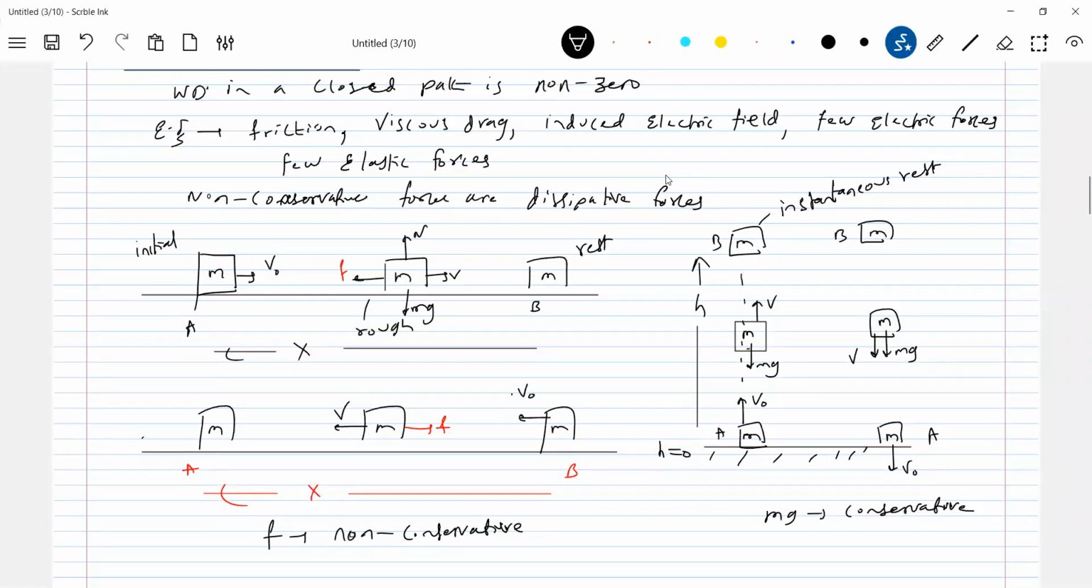That means there are two types of systems: where only conservative forces are acting, we conserve mechanical energy. So even if non-conservative forces or external forces act, how to do the problem? Can we apply conservation of mechanical energy? No, you can take help of the work energy theorem.